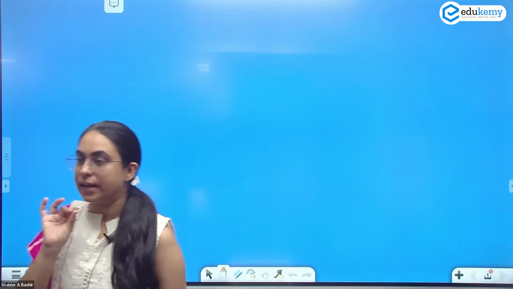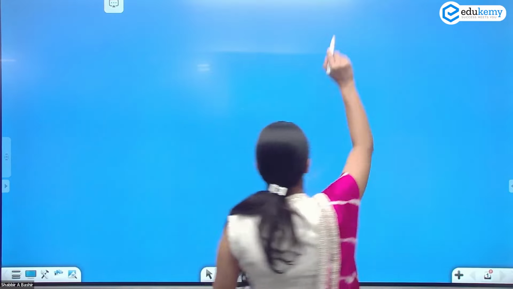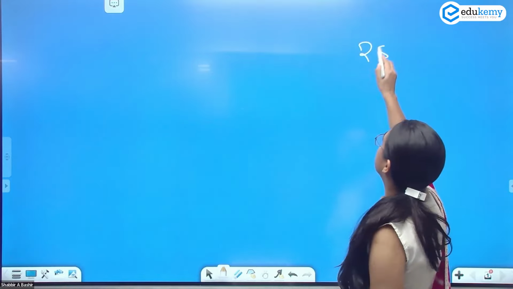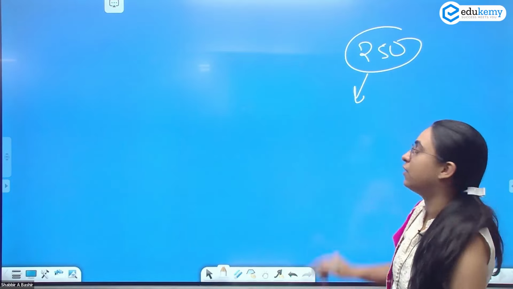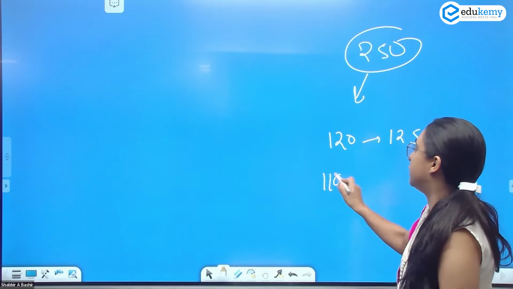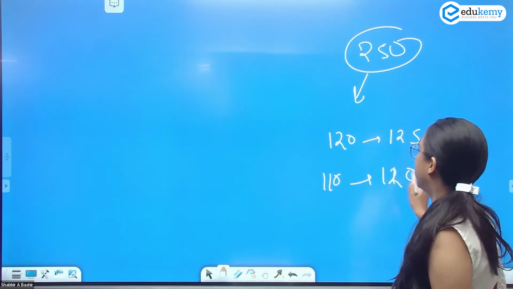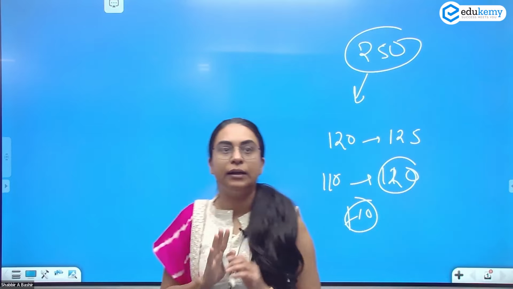So I'll start off the class. When I say ethics, let's be very clear. This is a part of your GS paper 4, which is 250 marks. And we have to score above average. If the average is, let's say, 120, you should get 125. If the average is 110, you should get 120. Even if you have extra 10 marks, that will be in your favor.